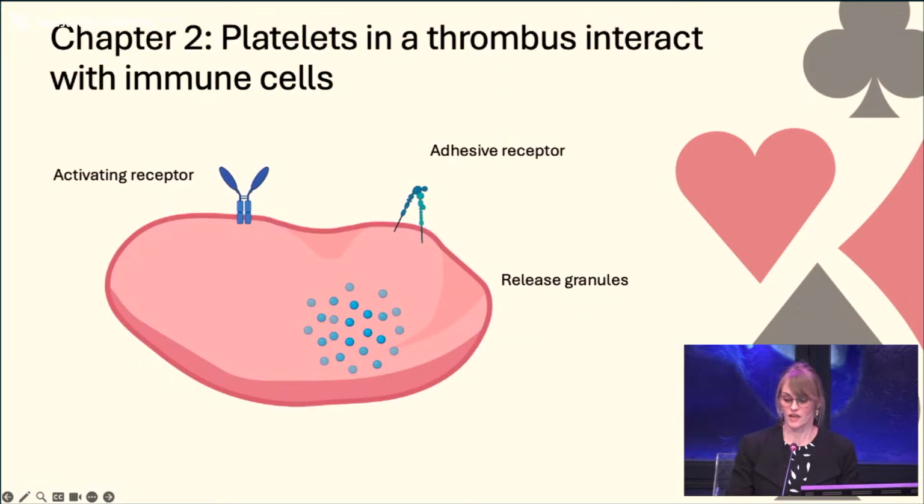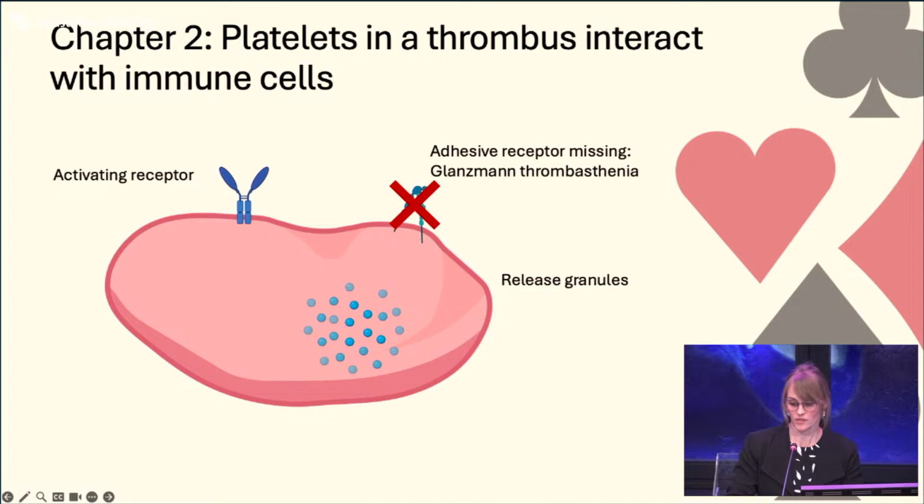I already mentioned that activated platelets communicate with immune cells through their receptors and their release granules. What this means in early stages of thrombus formation or in immunity is not fully understood. In chapter 2 of my thesis, I investigated how platelets in a thrombus in our microfluidic model can interact with immune cells in early stages of thrombus formation. Therefore, we use two tools.